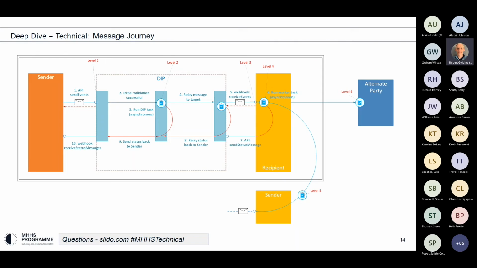On the unhappy path, there are various points along the message that it can be rejected at points level 2, level 3, or level 4. At each of these points, if a message fails its validation, for example, at level 2, the DIP is unable to recognize a recipient of a message, it will need to say to the sender, I don't understand how you're addressing this message, and it will need to send a message back to the sender. This is done via this send status back to sender message, which is then relayed back to the sender via the webhook.